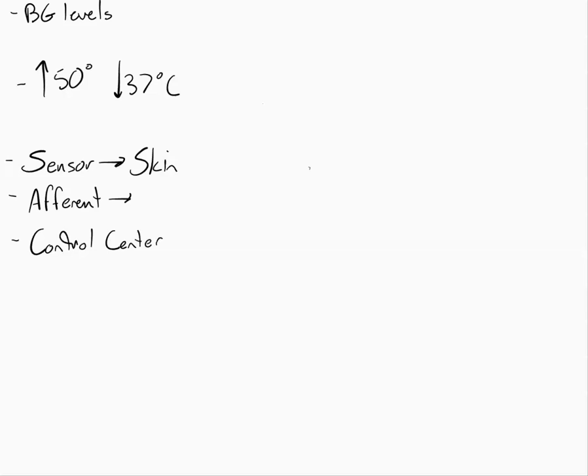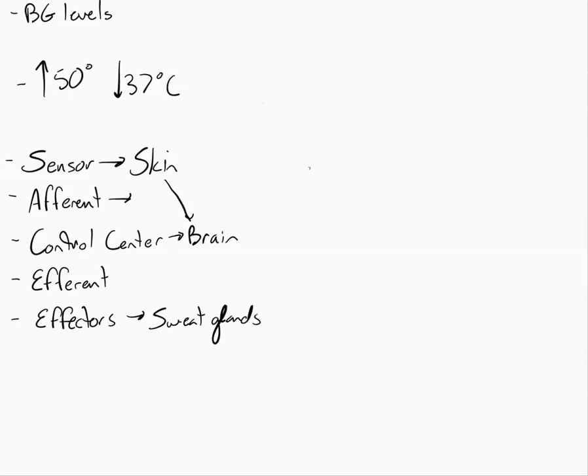And so the skin would send a signal saying, okay, it's really hot. And it would go to the brain through afferent pathways, so it's towards the control center. And then we have efferent pathways, which is where the control center sends a signal out for the body to things called effectors. These effectors are basically what their name implies. They affect things, they carry out a response. In this case, it would be like sweat glands producing sweat to help cool down the body.